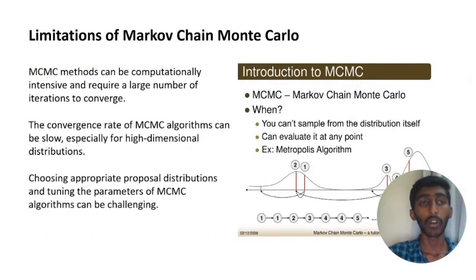What are the limitations of Markov chain Monte Carlo? These methods can be computationally intensive and require a large number of iterations to converge. The convergence rate of these Markov chain Monte Carlo algorithms can be slow, especially for high dimensional distributions. Choosing the appropriate proposal distributions and tuning the parameters of the algorithms can be challenging.